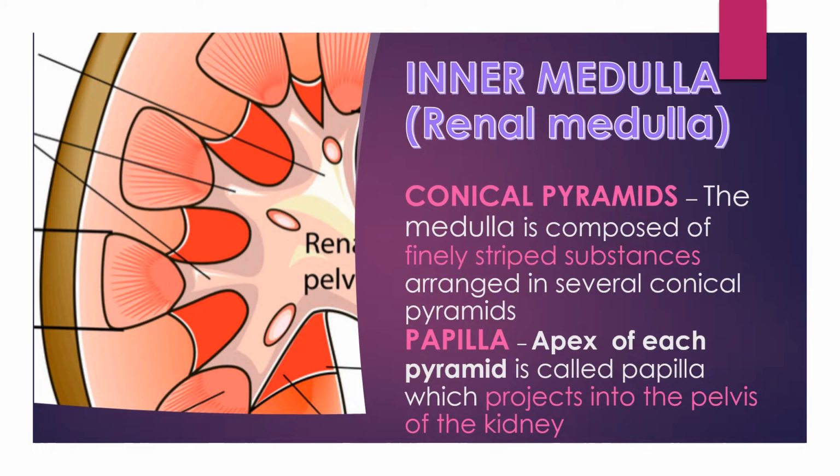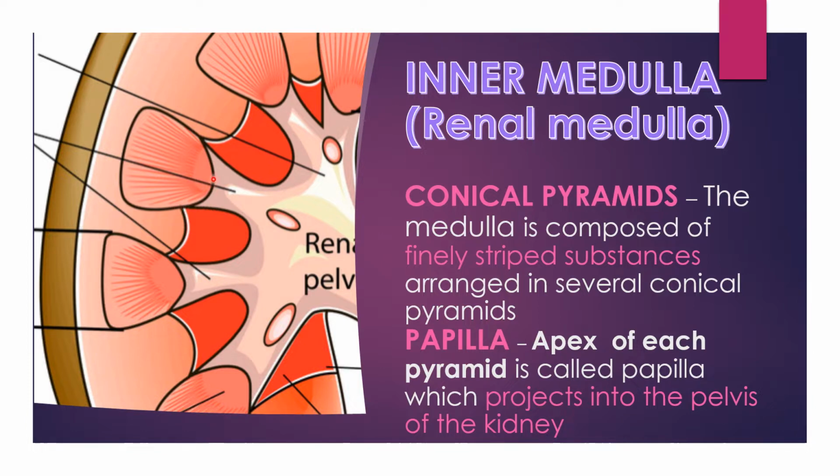This is one of the important regions present in the kidney. Here you have to remember two terms, conical pyramids and papilla. What are conical pyramids? The medulla is composed of finely striped substances arranged in several conical pyramids, pyramid-shaped structures, right? In a conical pyramid, striped substances are present.